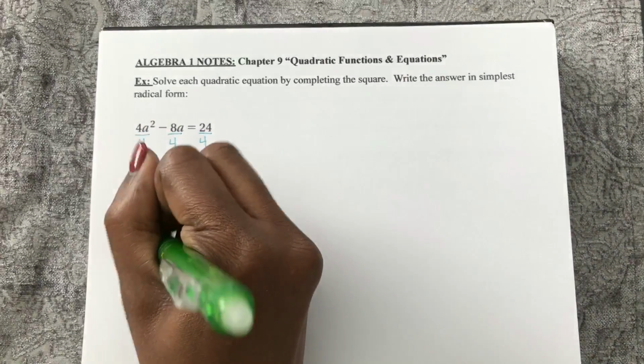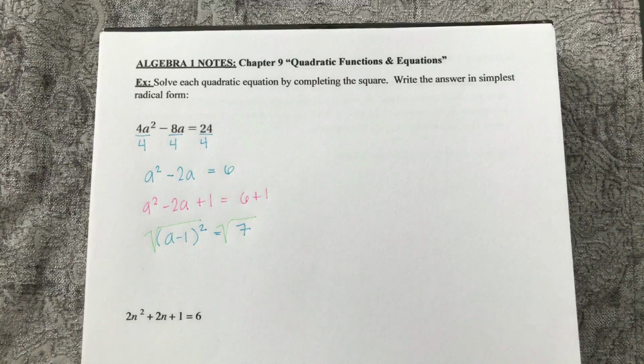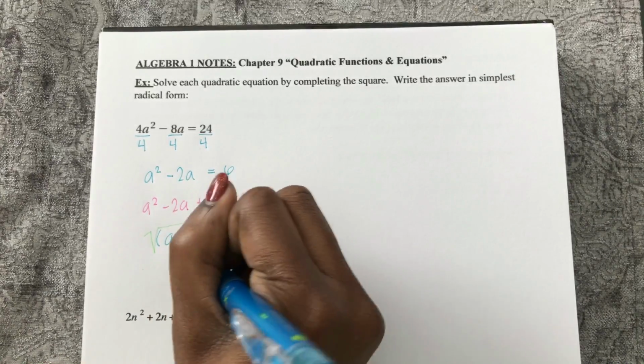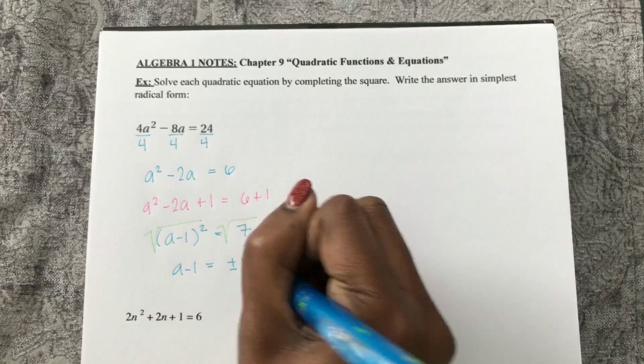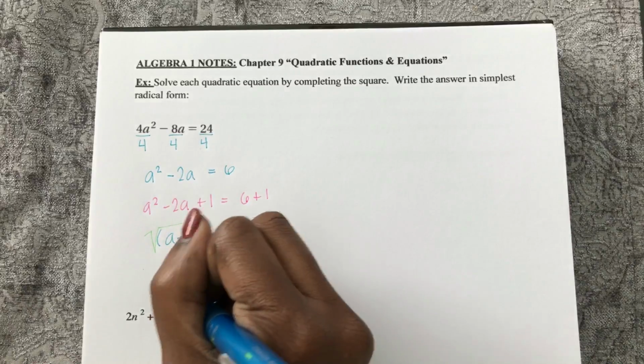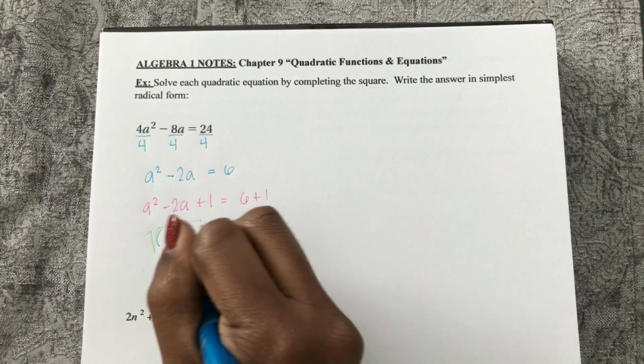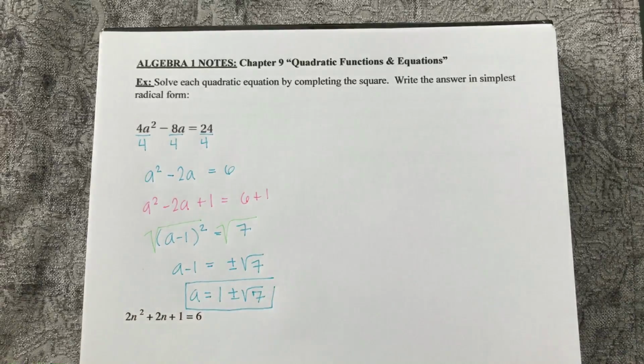So to isolate the square, to cancel the square, I square root both sides. A minus 1 equals plus or minus square root 7. I cannot simplify square root of 7. So to isolate a, I add 1. A equals 1 plus or minus square root 7. And that's as simplified as it goes.